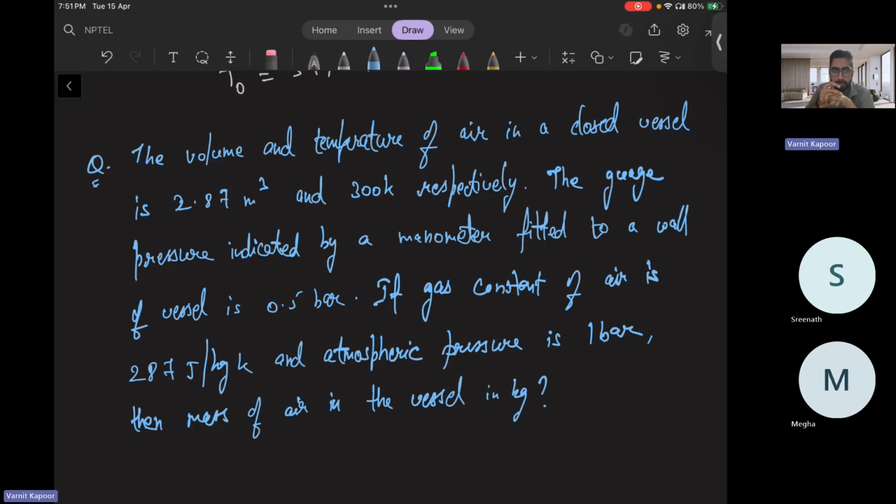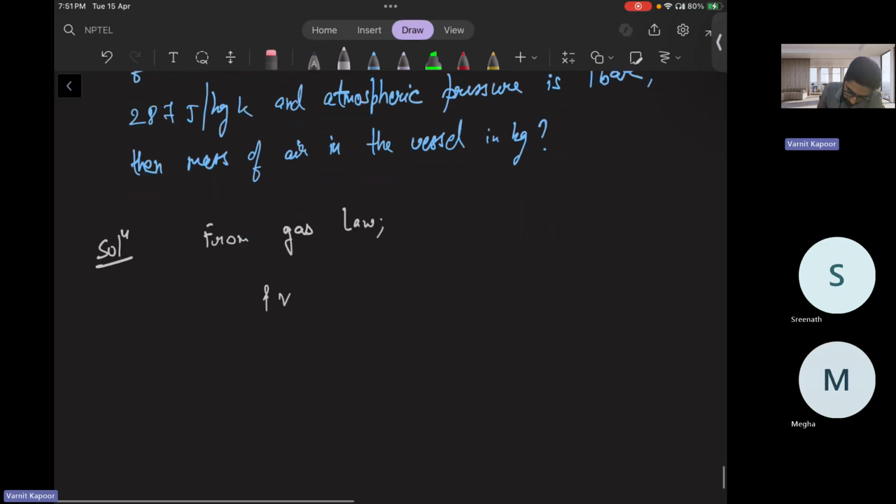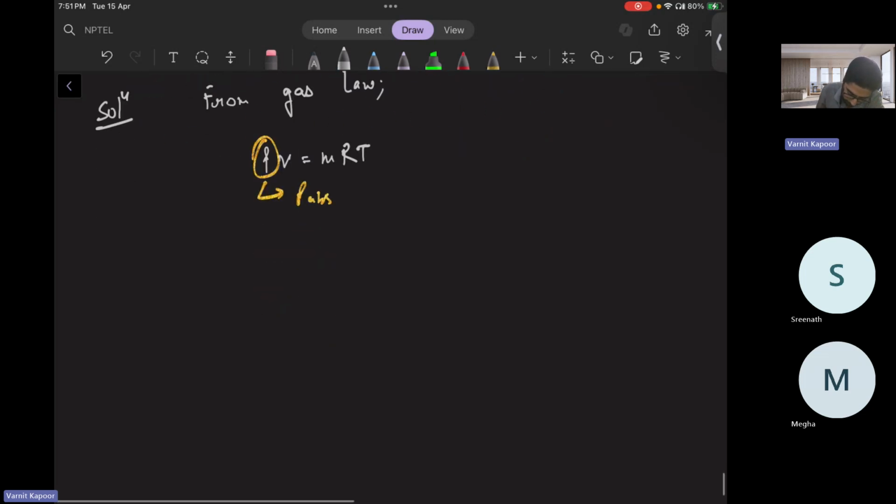So in the ideal gas equation, PV is equal to mRT. The pressure we use is the absolute pressure. We have discussed this topic in great detail. So from the gas law, PV is equal to mRT, where this P is nothing but P absolute, and we know that P absolute is nothing but P gauge plus P atmosphere.